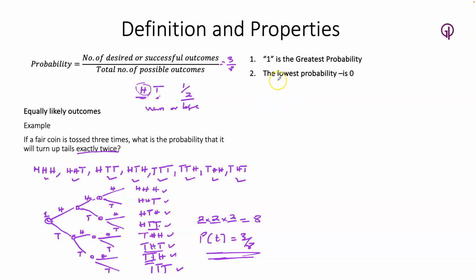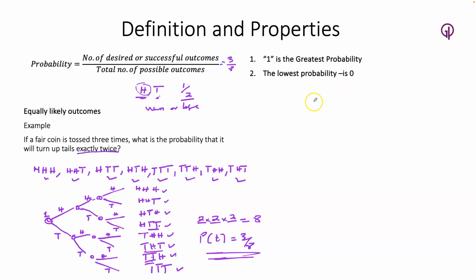Now here we have 2 properties that we want to look at. The first one is 1 is the greatest probability. Now this is the certainty that an event will occur. So for example, the probability that you roll a die once and it lands on a number less than or equal to 6 is certain.